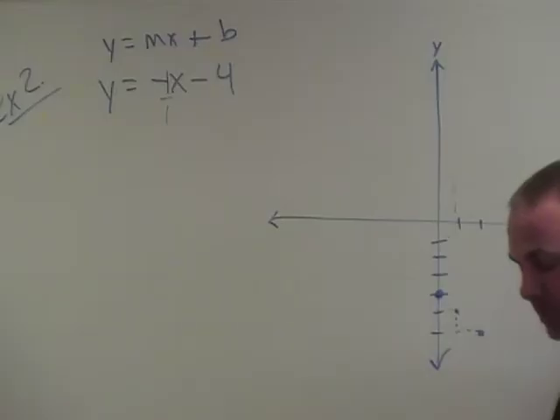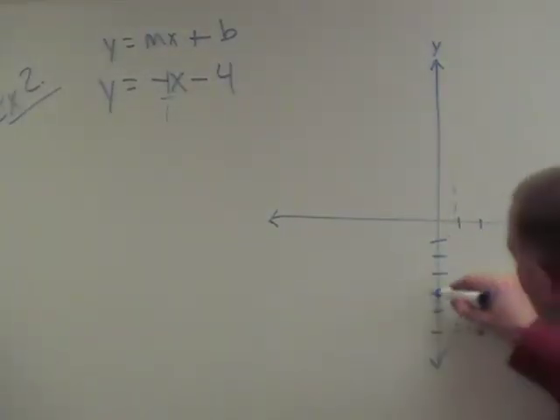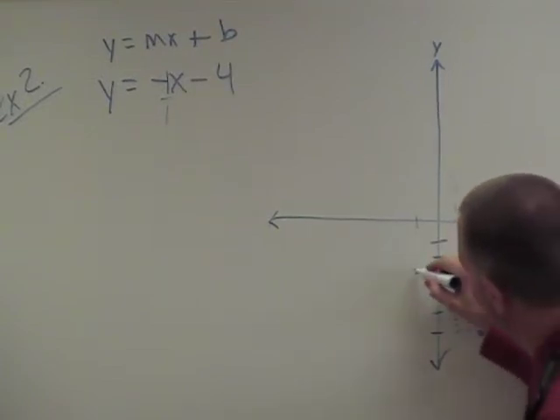Now watch what I do. I'm going to go backwards. Instead of going down 1, I'll go up 1. Instead of going to the right 1, I'll go left 1. And I'm just going to keep doing it.